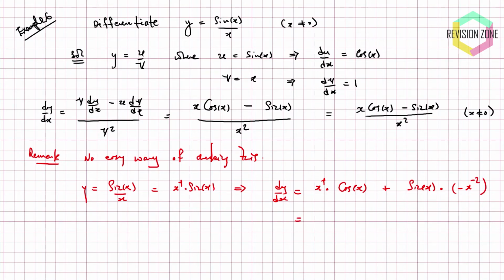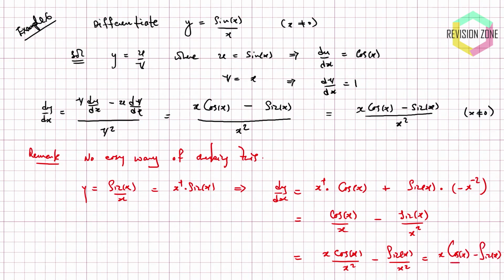So if I just simplify this, I get cos x over x, and I get minus sine x over x squared. And of course, combining this into a single denominator, I get x cos x over x squared minus sine x over x squared, which is nothing other than x cos x minus sine x over x squared. So we've actually indeed managed to show that the answer we worked out is the exact same as the answer we got in the other case. And of course, x cannot be 0 in both those cases. So the quotient rule works.